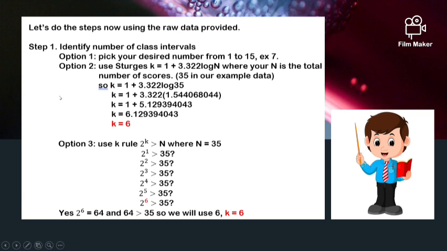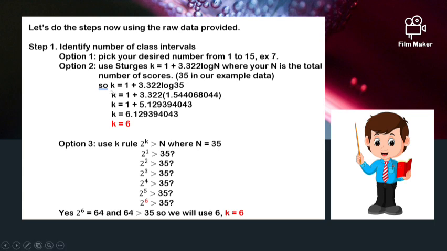Say, for example, you opt to use option number 2, the use of Sturges, which is k equals 1 plus 3.322 log n, where n is the total number of scores or observations in the data. In the given data above, that's a total of 35 scores, therefore that will be our n. We will use Sturges to look for the desired number of class intervals.